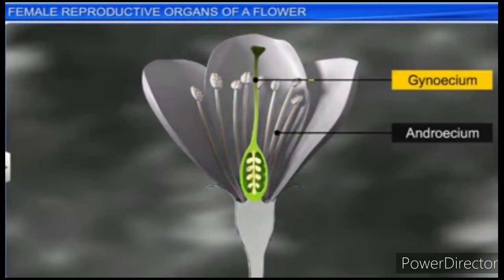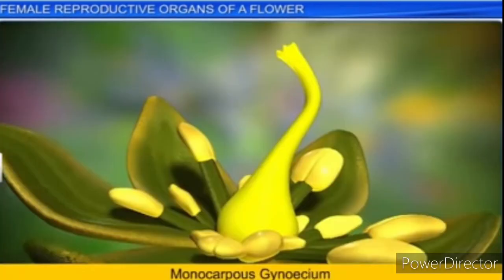You can see many variations in the gynoecium of different flowers. For example, gynoecium can be monocarpous. Gynoecium is the female reproductive part. It contains the pistil or the carpels, and carpels are also called the megasporophylls.